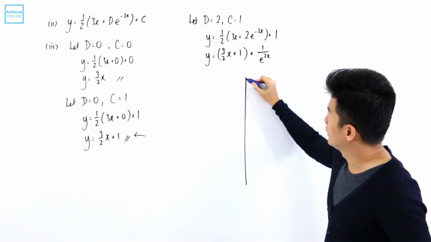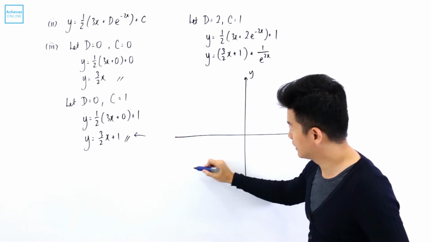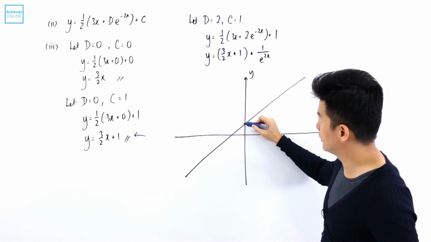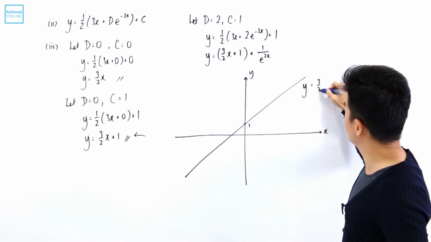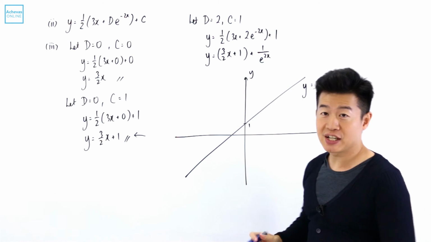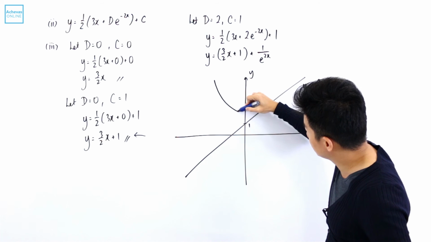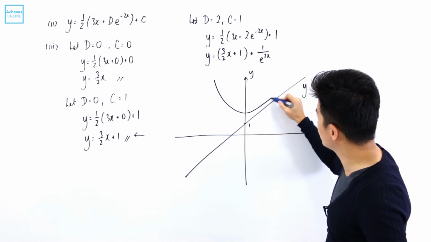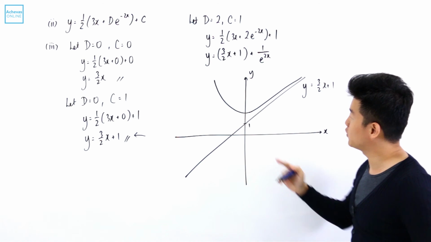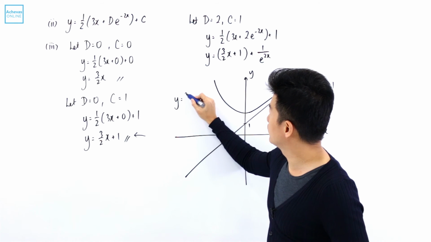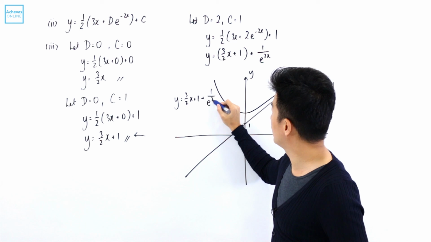So this is the y-axis and the x-axis. This is just a linear line that is going to have a y-intercept of 1. So this is y equals 3 over 2 x plus 1. As for this curve, if you were to key it into your graphing calculator, you're going to get a curve that is something like this, and it is going to tend to the oblique asymptote of y equals 3 over 2 x plus 1. And this is y equals 3 over 2 x plus 1 over e to the power of 2x.